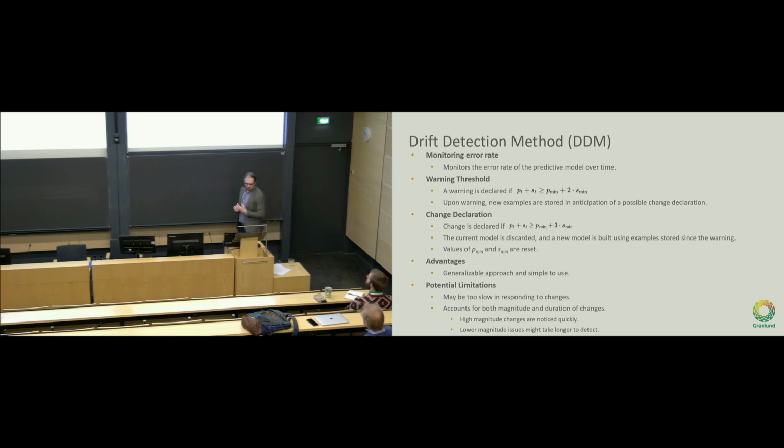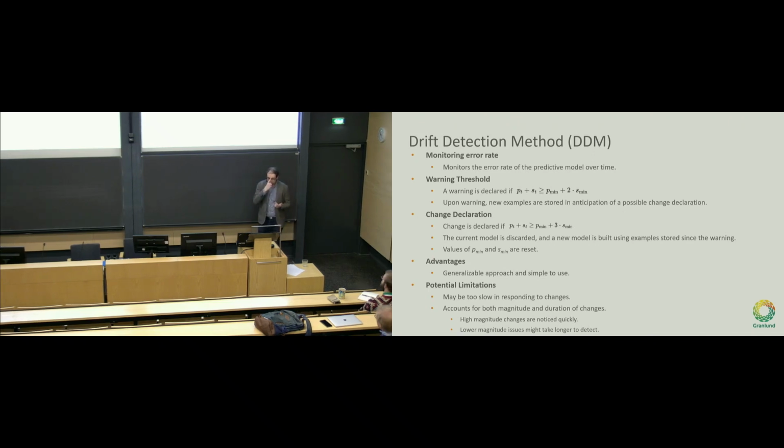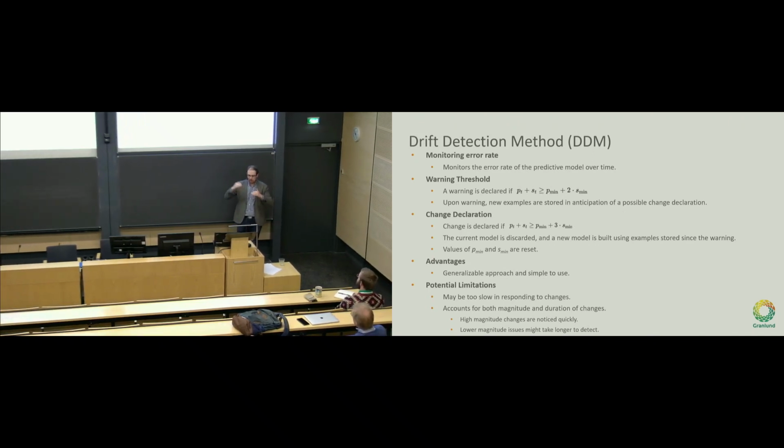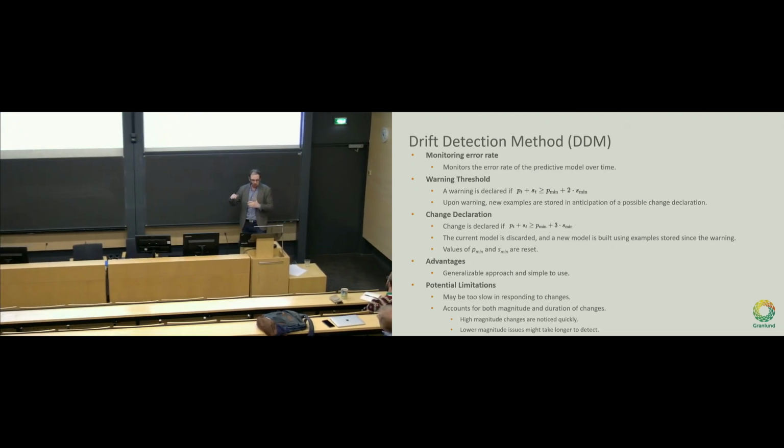The drift detection method, DDM, is the most basic one. It monitors the error over time, and it looks at the typical error and the standard deviation. If you have two or higher than two standard deviations, you have a warning, and it stores those things. And if it's more than 3 standard deviations, then it's definitely a change. It stores those errors, and when they accumulate, they are visible, and after a change has been detected, they are reset.